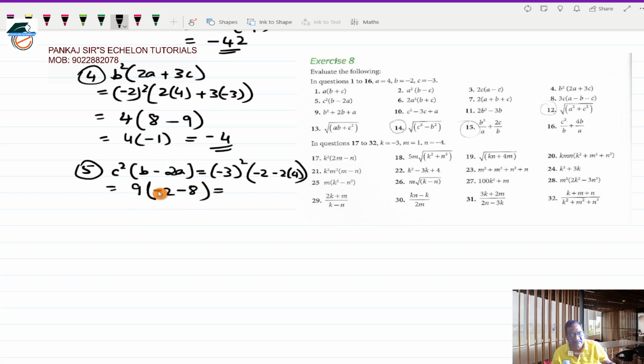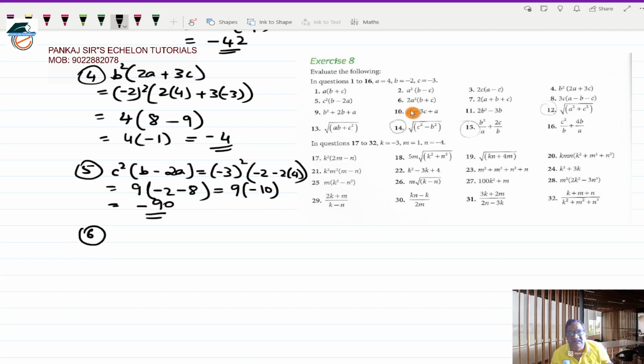This will work out to 9 times. Now minus 2 minus 8 will be, both are having same sign. So I'll put that same sign. And I'll add the two numbers 8 and 2. That will be 10. So minus 10. Now 9 into minus 10 will be plus into minus is minus. 9 into 10 is 90. The answer for the fifth one is minus 90, which is again correct. Sixth one.